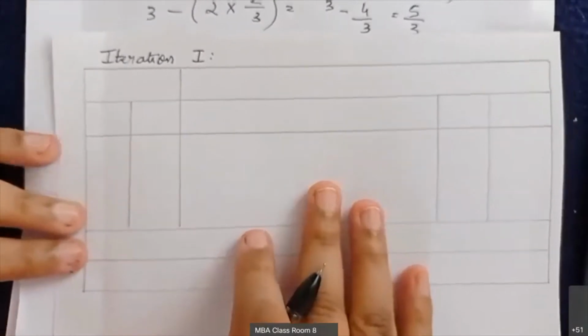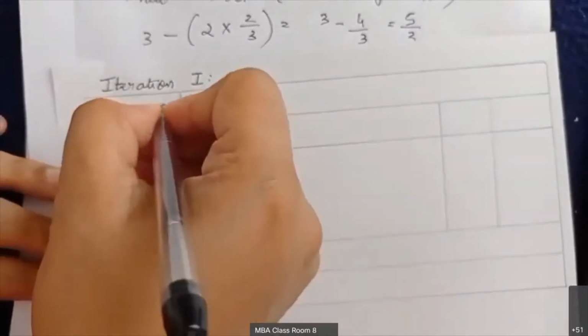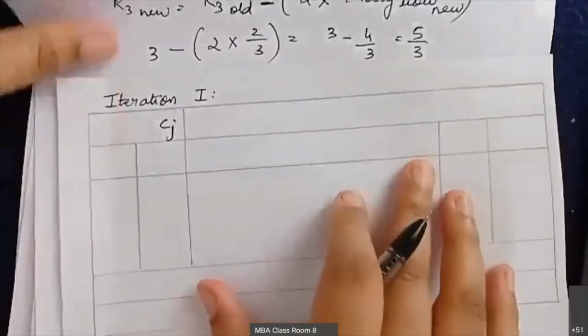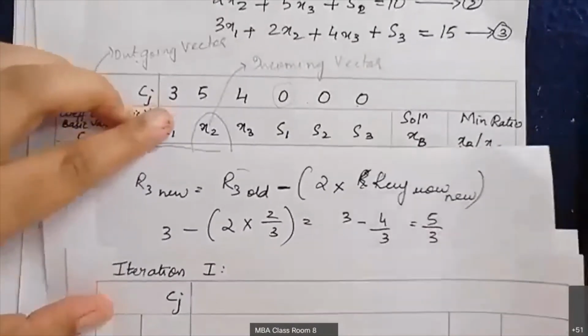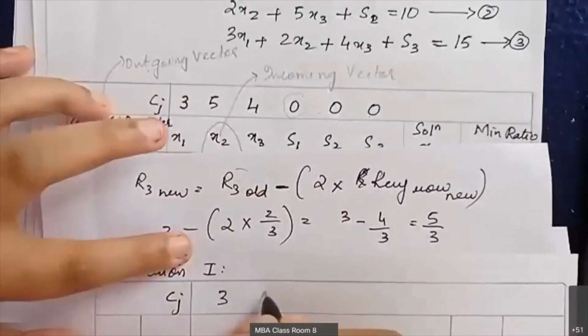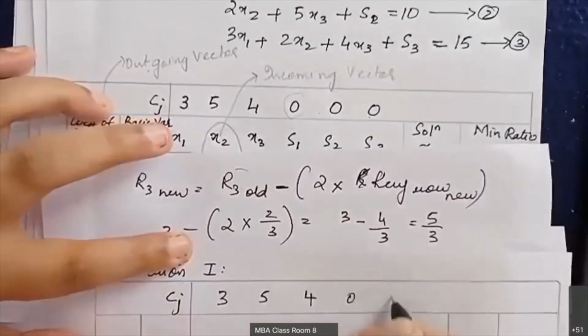I'm going to draw the first iteration table. Here again, we are going to repeat the same. The coefficients of Cj will remain the same, right? The objective function's coefficients are not getting any change. So Cj will remain the same: 3, 5, 4, 0, 0, and 0.